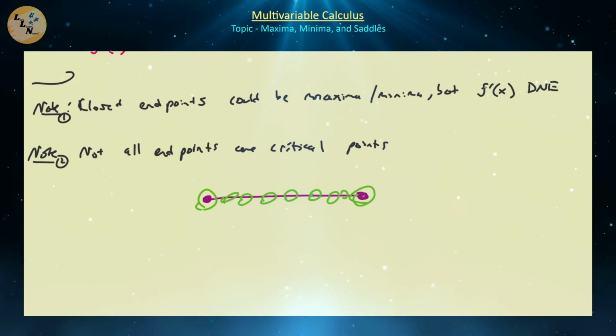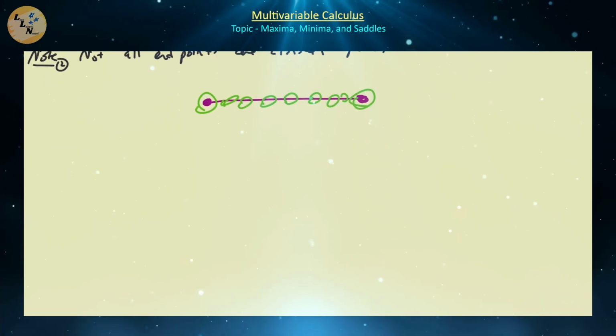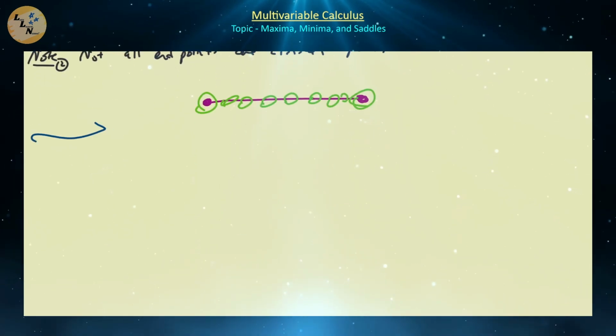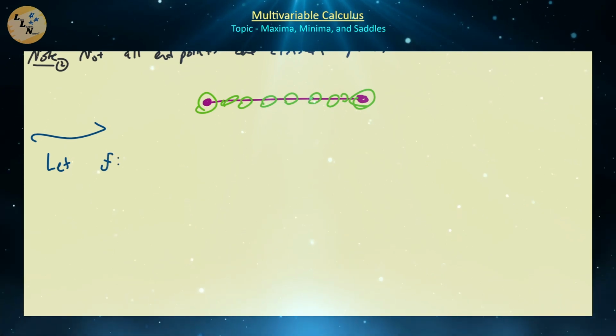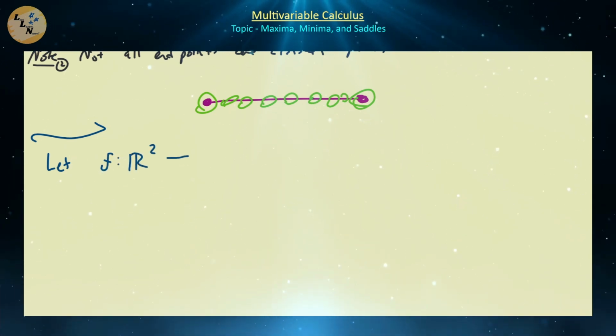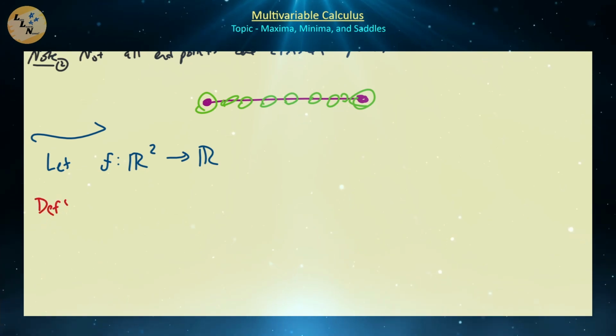Now that we've reviewed some of the basic topics associated with extrema in one dimension, let us increase the dimensions a little bit and talk about what we mean by a critical point in three dimensions. Now let's let f, instead of mapping R to R, map R2 to R. That is, for every x, y pair you have, I'm going to give you a real number back. So, definition.